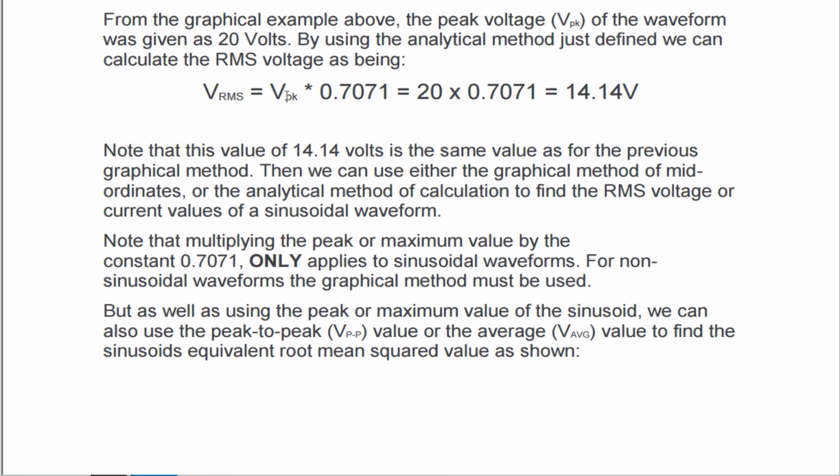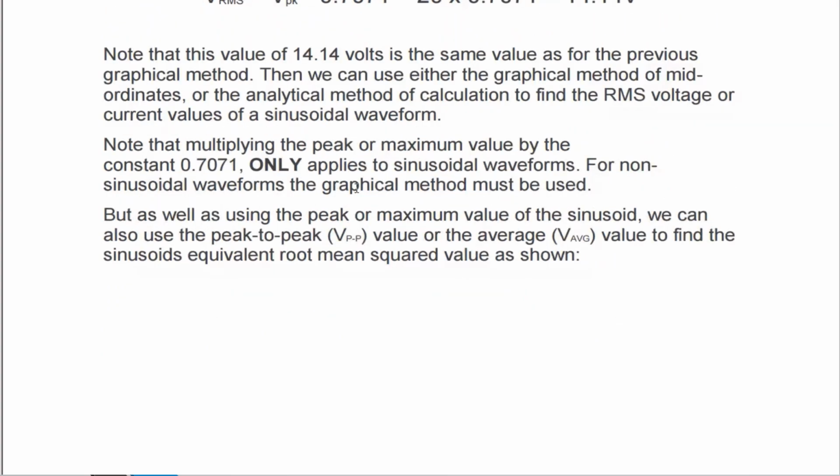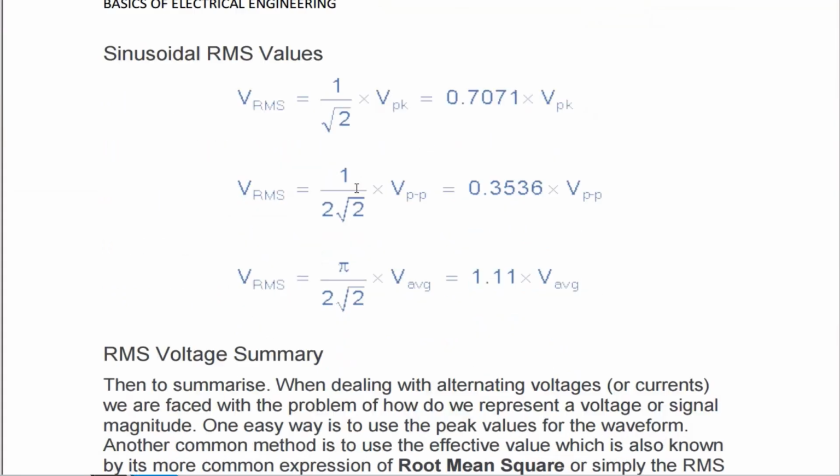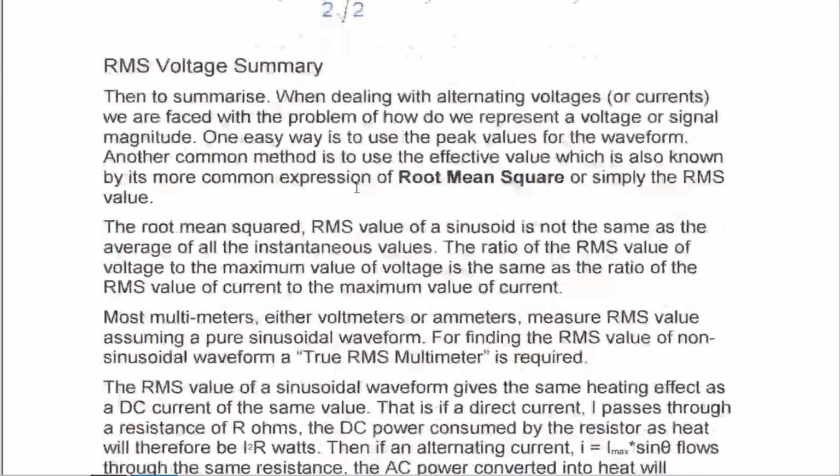VRMS thus becomes VPK, that means the peak value, multiplied by 0.707, or you can say V peak by root 2. 1 by root 2 has the value of 0.7071. So if you take the peak value 20 volt multiplied by 0.7071, it comes to 14.14 volts. So this is the RMS value for the 20 volt AC sine wave. That is it, RMS voltage.